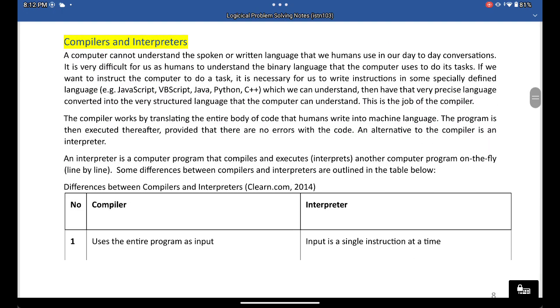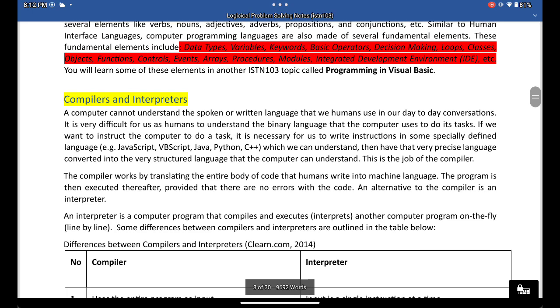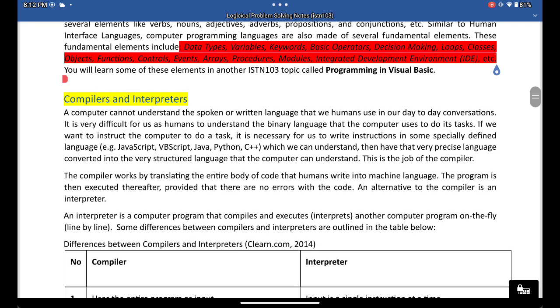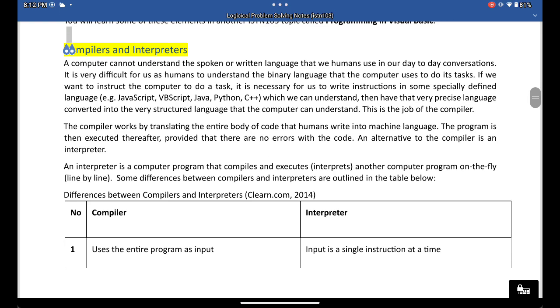Compilers and interpreters are like your translators, right? Both of these are your translators. I told you that when you're writing code, it's not machine level language. You need a converter, a translator, to convert it to machine level language. These translators can be in two categories, compilers and interpreters. So what are the differences?